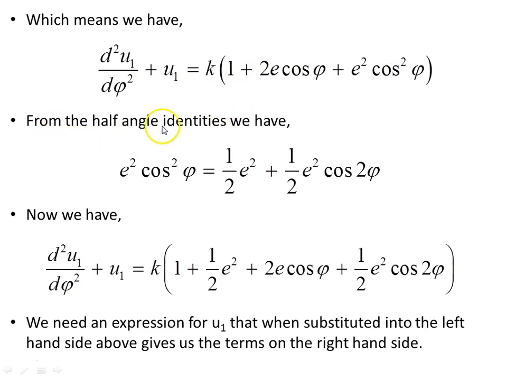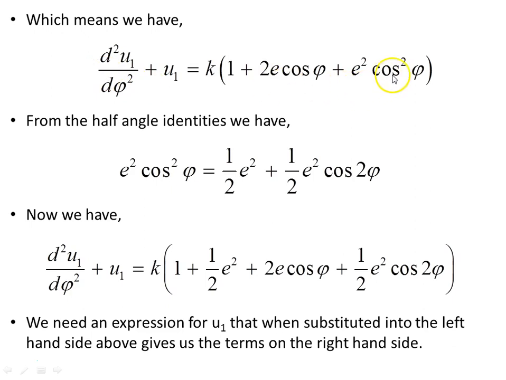Now, from the half angle identities, we have e squared cos squared phi. This last term there can be replaced with a half e squared, where e is the eccentricity of the orbit we're interested in. So that's just a constant. And plus a half e squared cos 2 phi. So that'll make our life a little bit easier, and we'll substitute that in.